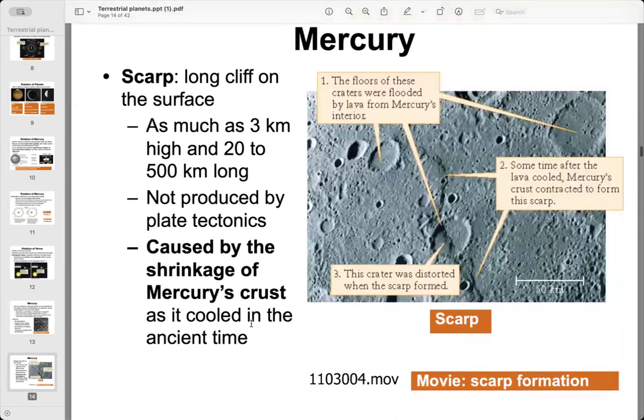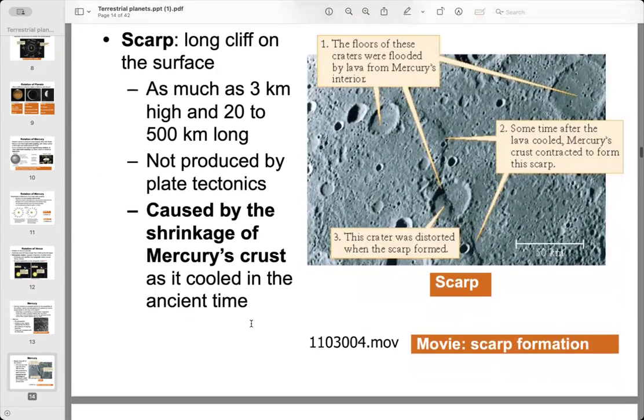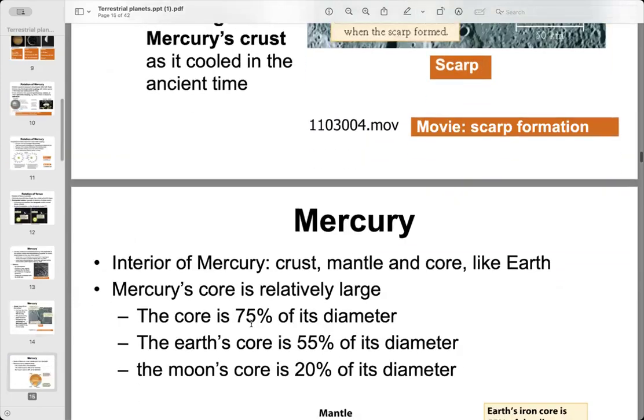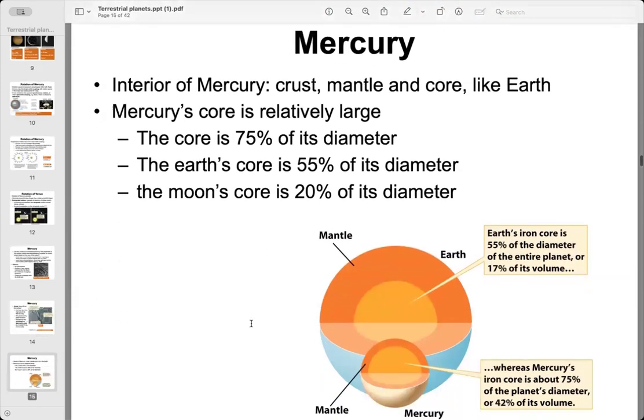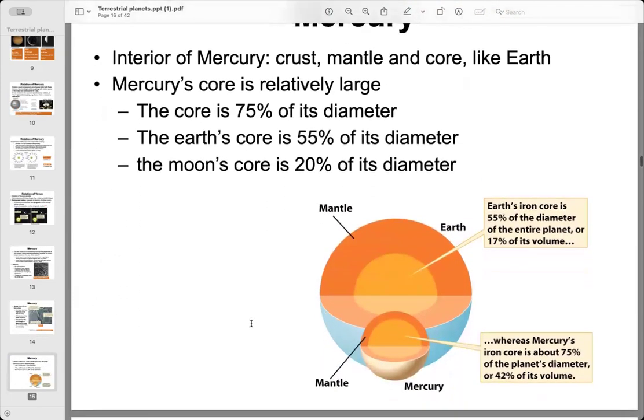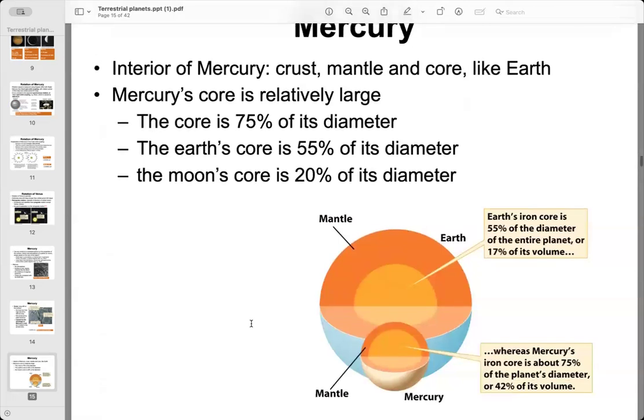Here are some descriptions. So Mercury has lots of craters, just like the moon. Here are some more descriptions of specific features. This is the internal structure of Mercury.